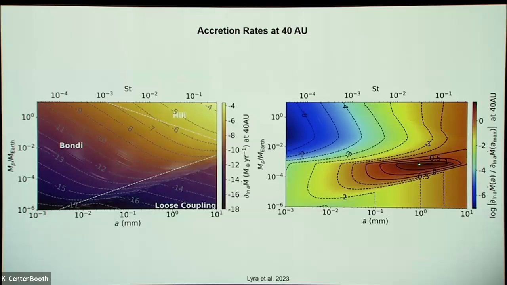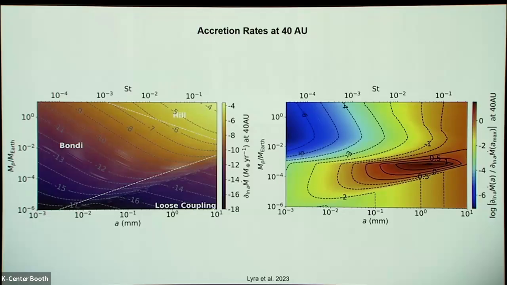And this plot is the same thing, except that it is normalized by the mass accretion rate of the biggest pebble in the calculation. So whenever you are in this red region, you have a higher accretion rate for smaller grains than the biggest grain. That's how to read this plot, right?